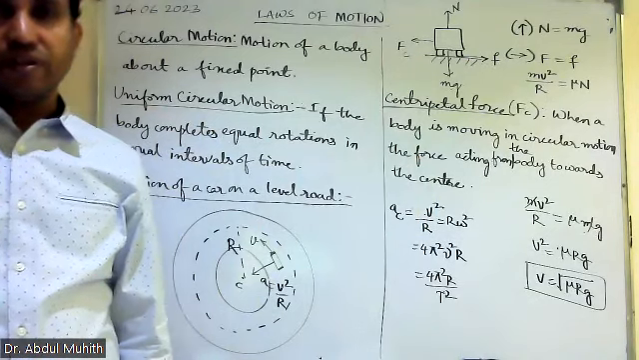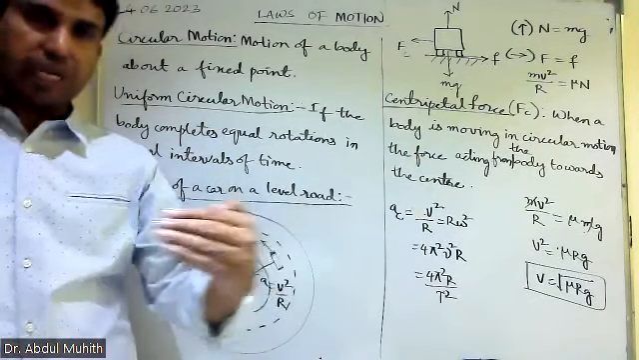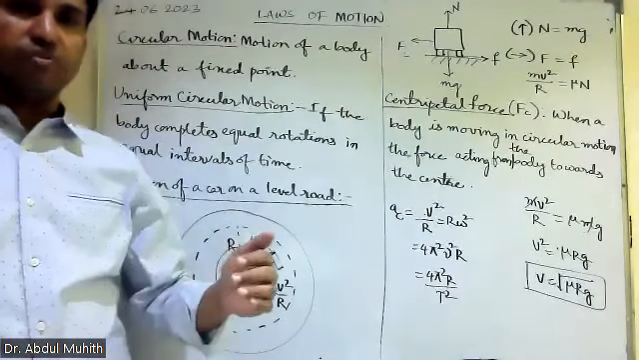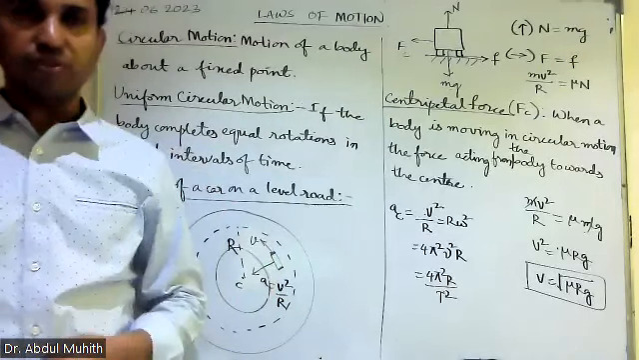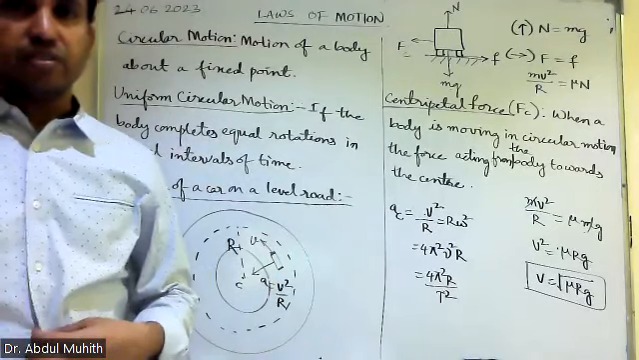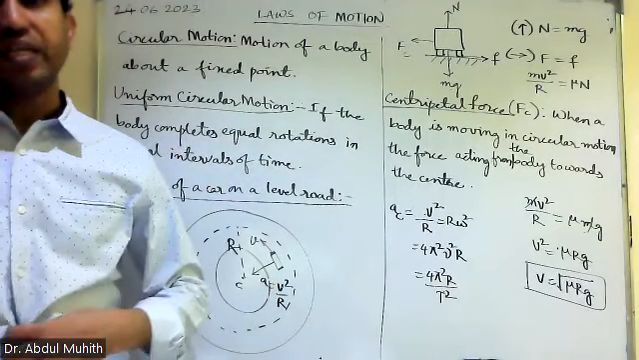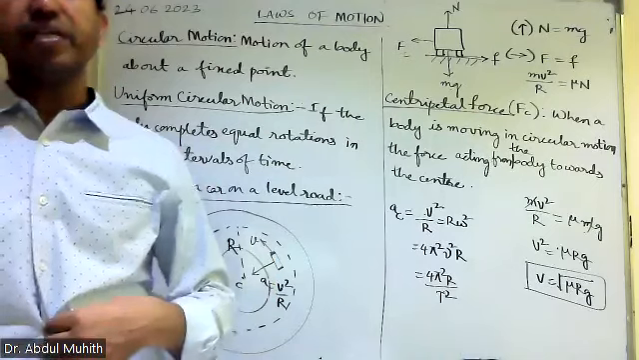Anyone? Anyone try this? When the car is taking a turn on the roundabout, what is the maximum speed with which it can take a turn? Or what is the speed on the roundabout to be maintained? Anyone? No one has any idea?